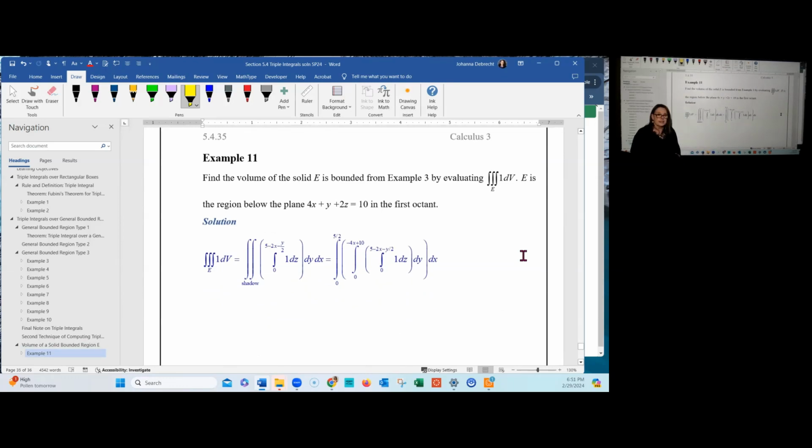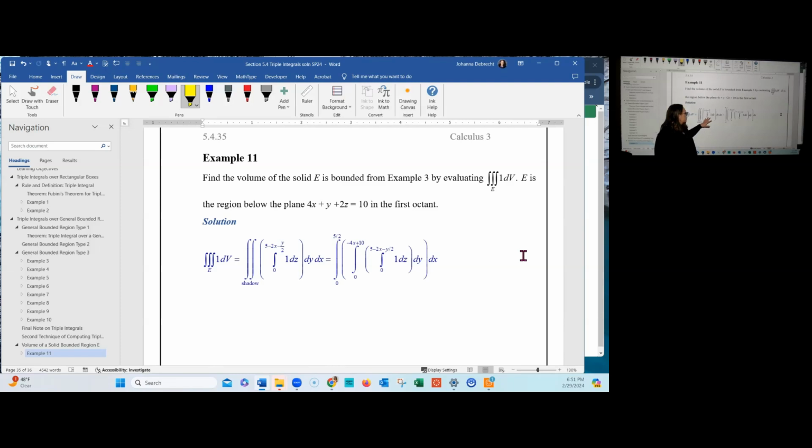Let's take a look at example 11. In example 11, we want to find the volume of the solid E from example 3 by evaluating the triple integral with an integrand of 1. E is the region below the plane 4x plus y plus 2z equals 10 in the first octant. Remember, this was the shape with sort of the triangles on all sides.